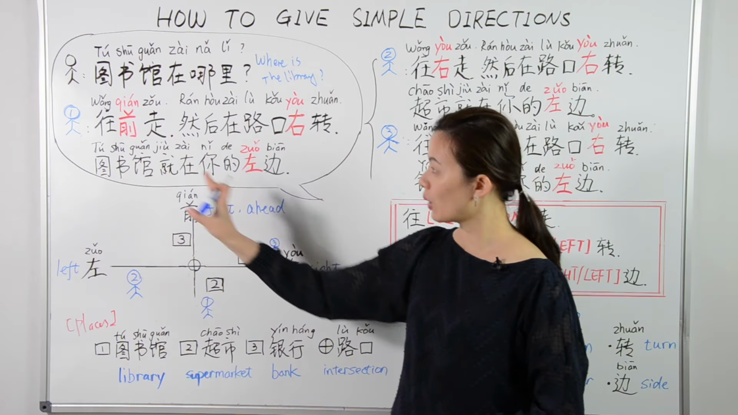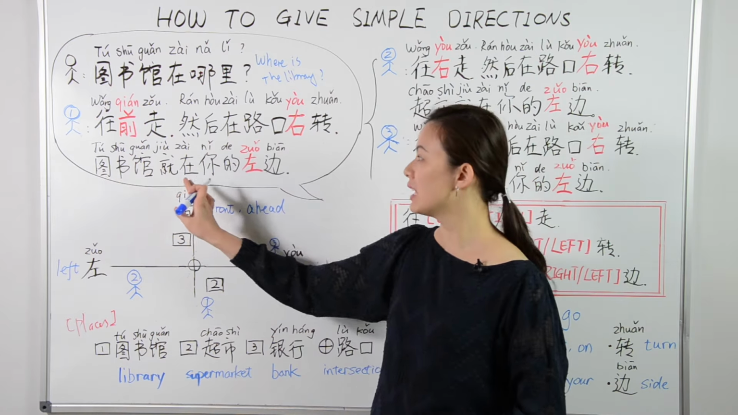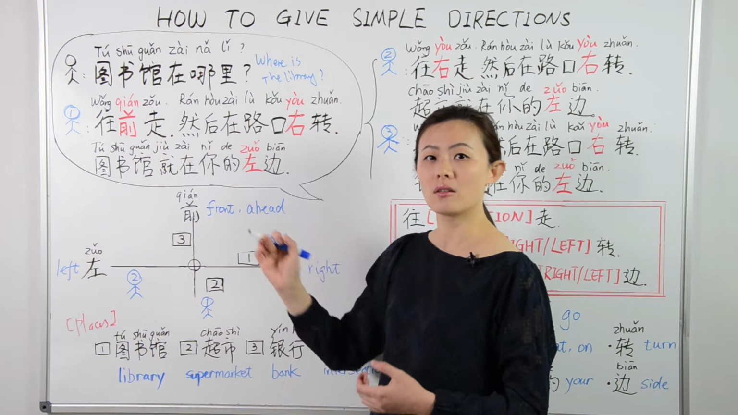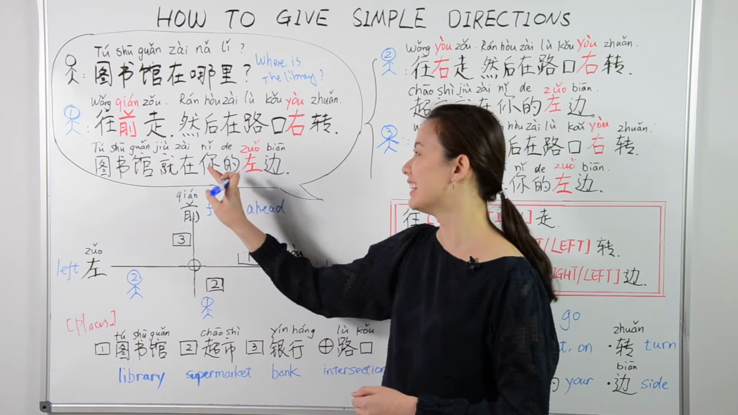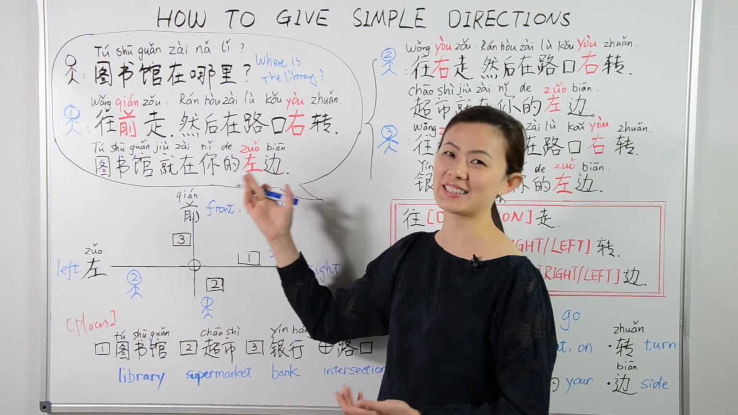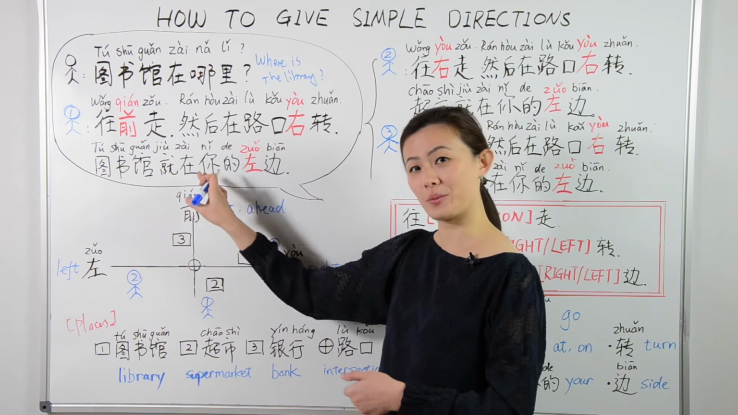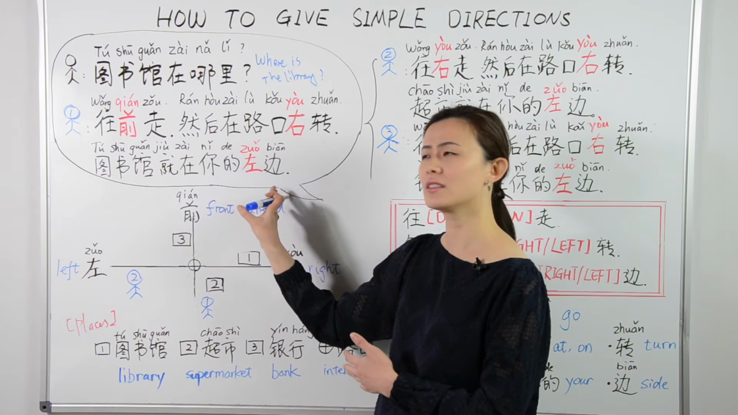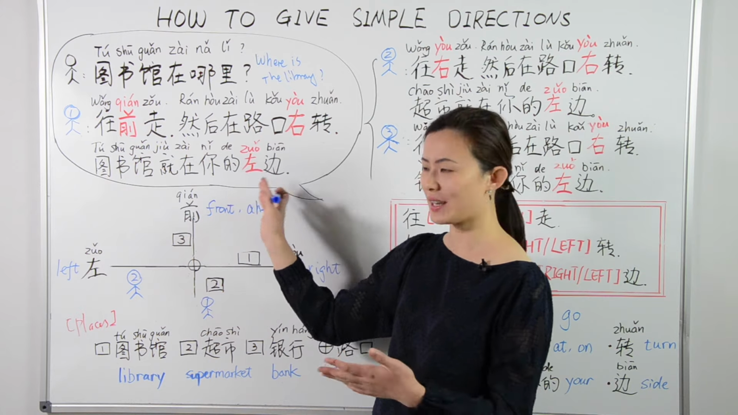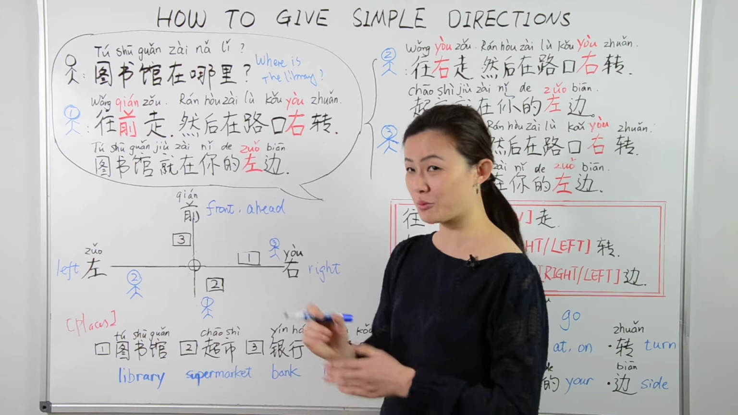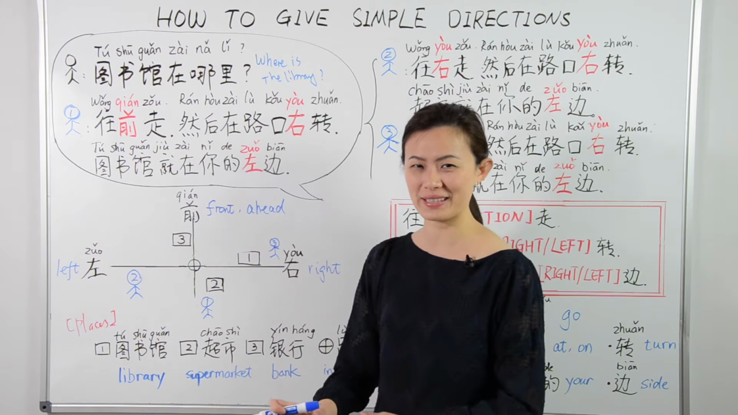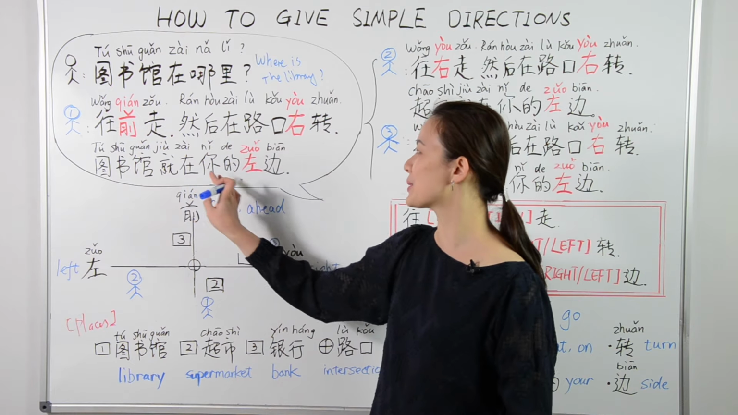And the last part. 图书馆就在你的左边. 图书馆, library. 就在, it means right at or just at or on. 你的左边, in this case it would be on. It would be right on your left side, which sounds a little confusing. Let's say the library will be just on your left side. Right there on your left side. You won't miss it.